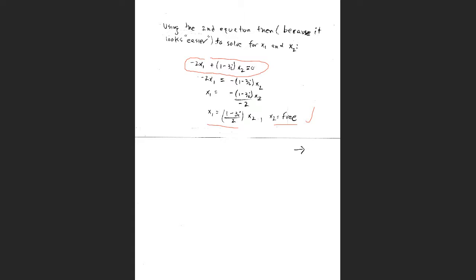Okay, so now that we have solved for x1 and x2, we can go ahead and put down our eigenvector. I have that on the next page. May I go ahead and do that? Are there any questions here? So x1 is 1 minus 3i over 2 times x2, and x2 is free.